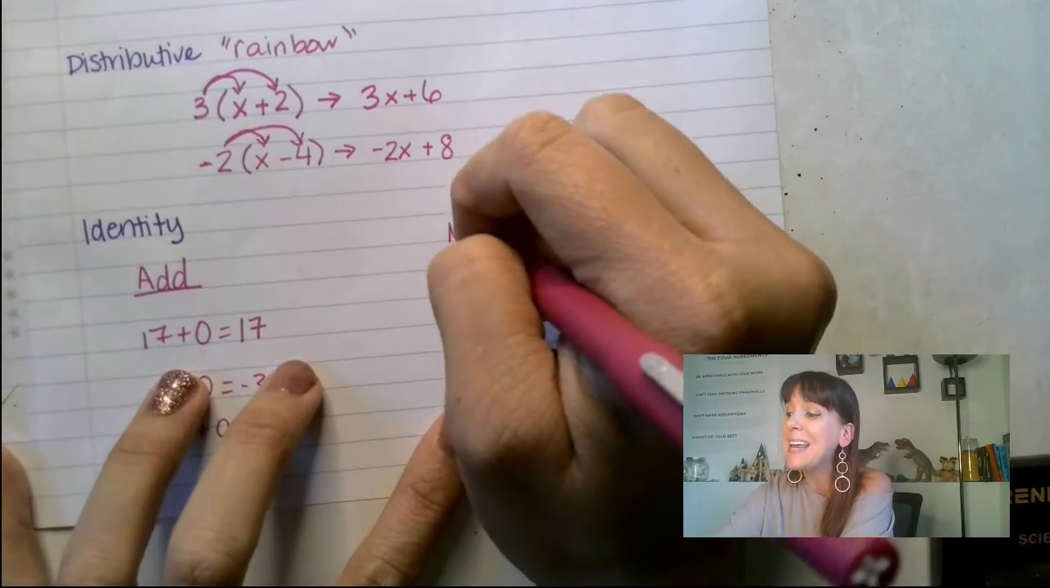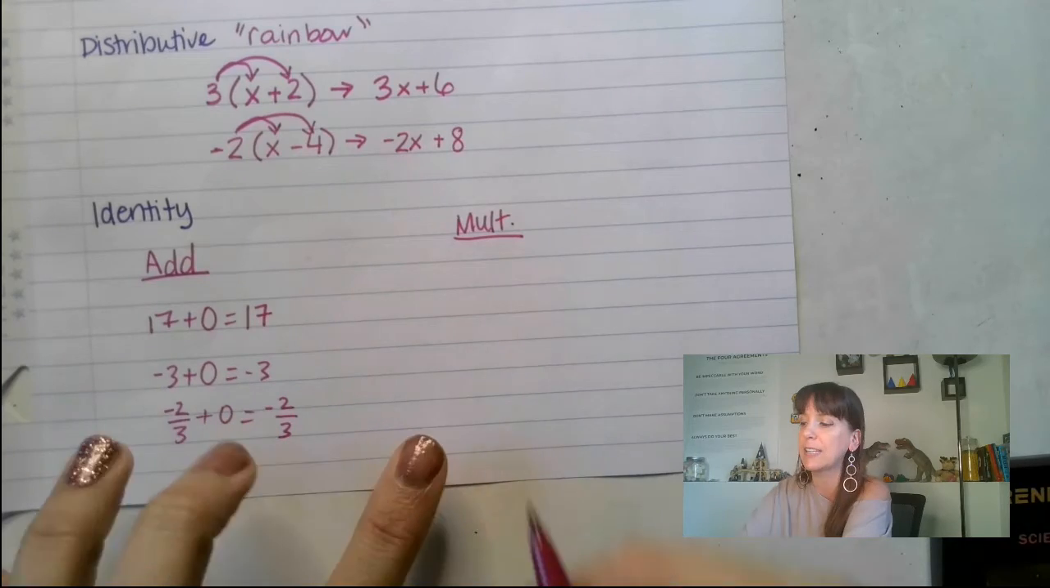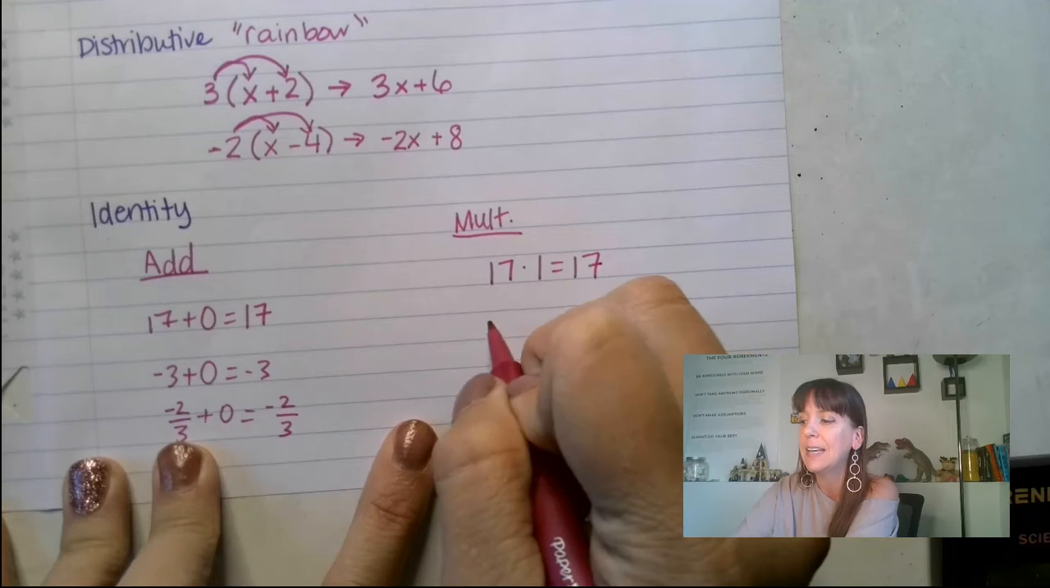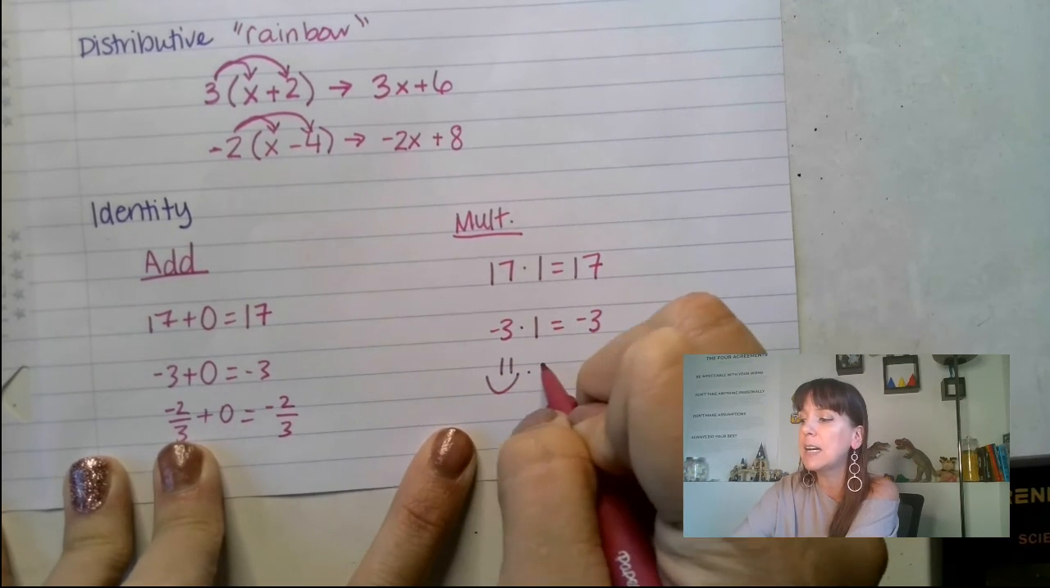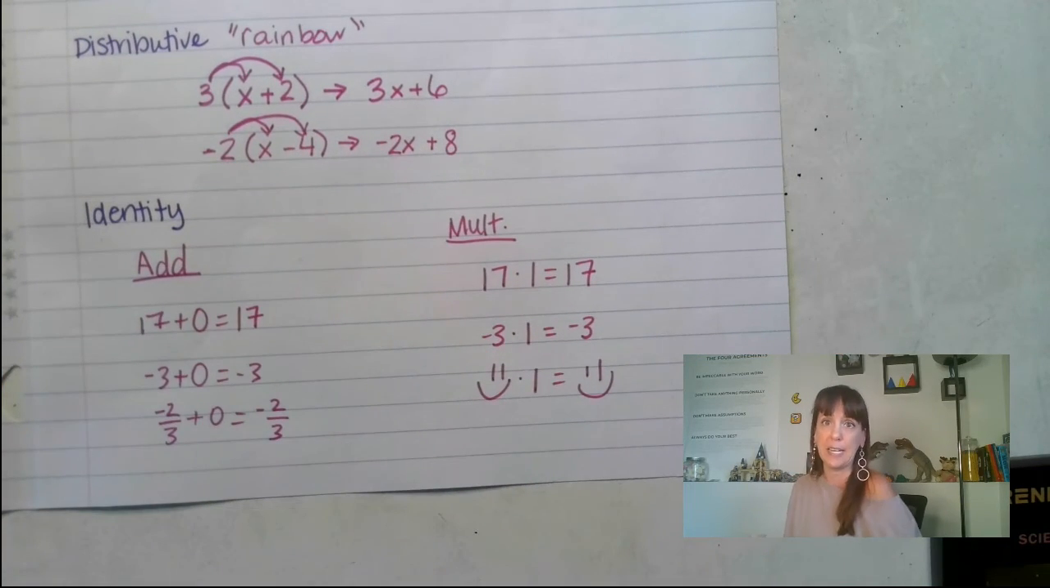For multiplication, what can we do to not change our original answer? It's 1, not 0. 17 times 1 is 17. Negative 3 times 1 is negative 3. Smiley face times 1 is smiley face. That is our identity property for multiplication.